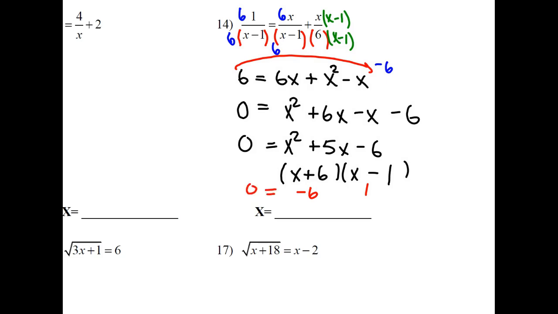All right, but I have to check to make sure that none of those make any denominator 0. Does 6 make any of my denominators 0 that have variable terms? No. But does 1 make a denominator 0? Yes. So 1 we can't use, because it makes a denominator 0, and that is undefined. So what is the solution? X equals negative 6 is the only solution.